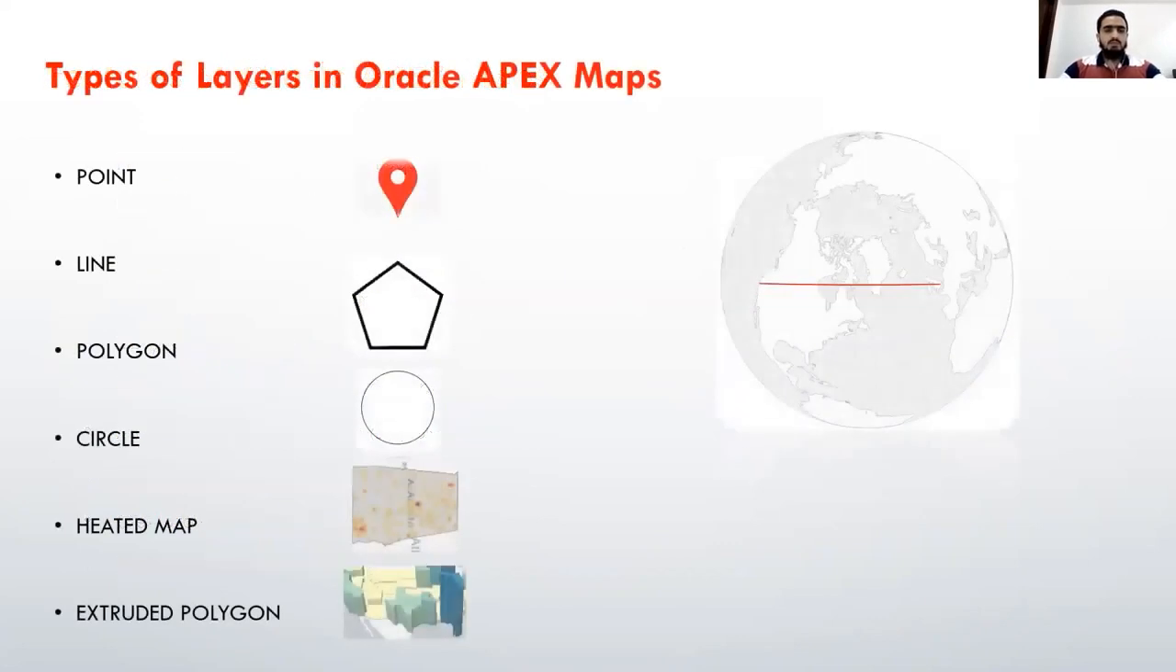Okay, let's move forward. The different types of layers in Oracle Apex maps are point, line, polygon, circle, heat map, and extruded polygon. So I will go through all of these things in today's session.